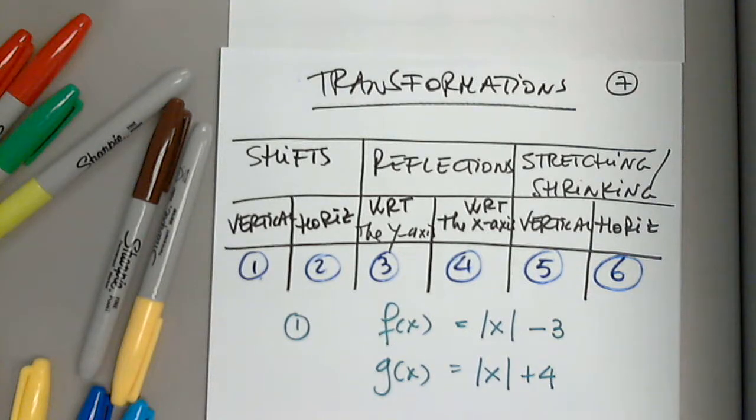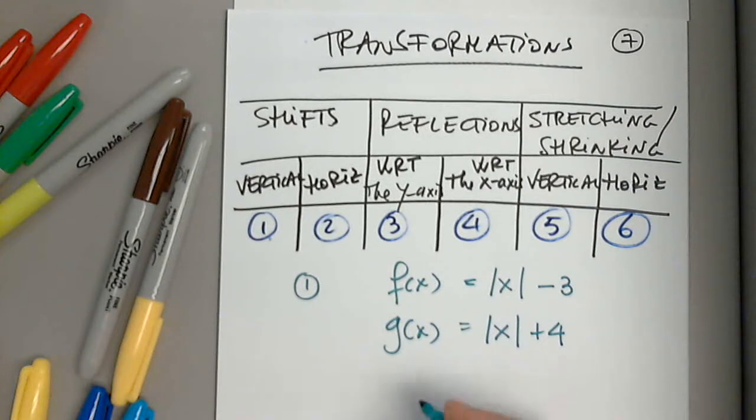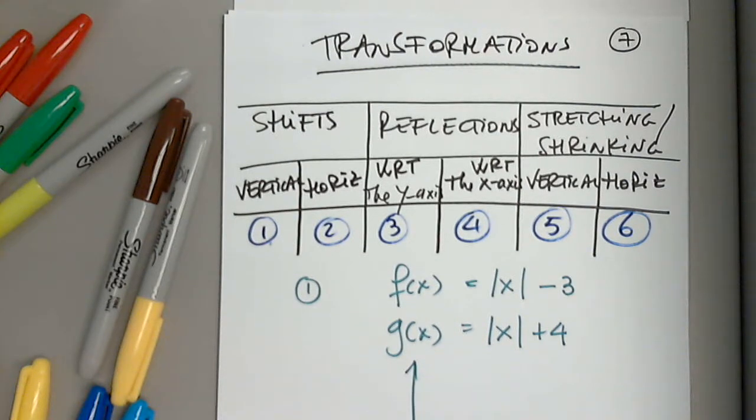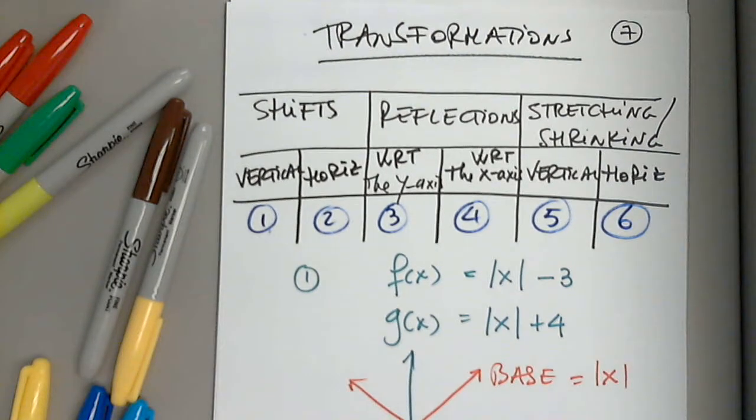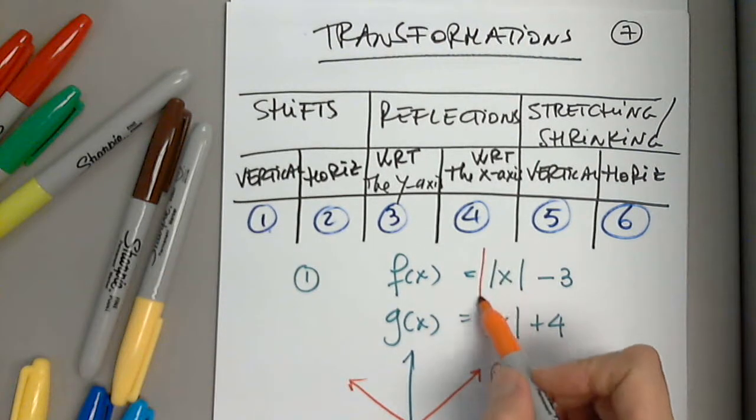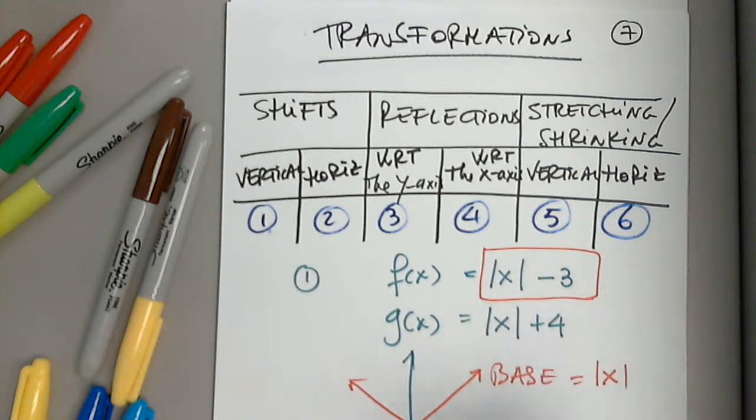So now let's take a look. We know the graph of the absolute value. Here it is. That's the base function. So base or basic function, the absolute value of x. What do you think this is telling us to do to the base function? Lower it. Right.